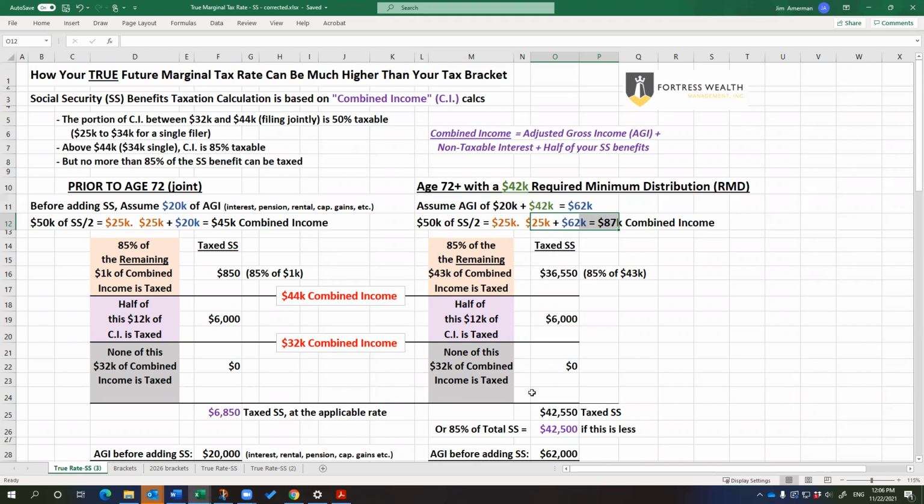So looking below, same thing in the first two categories, but now we have a much higher combined income total. So there's a lot more taxation of the Social Security benefit. So the total of 42,550, we take that and compare it to 85% of the total Social Security benefit.